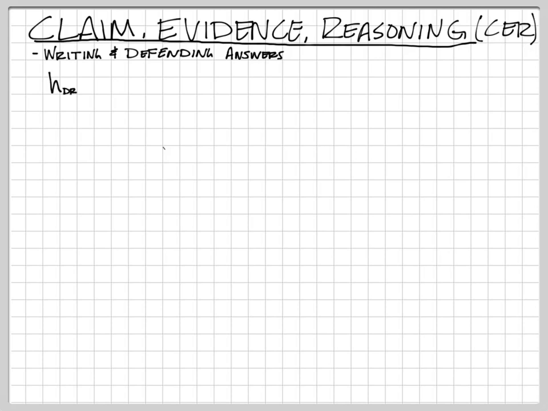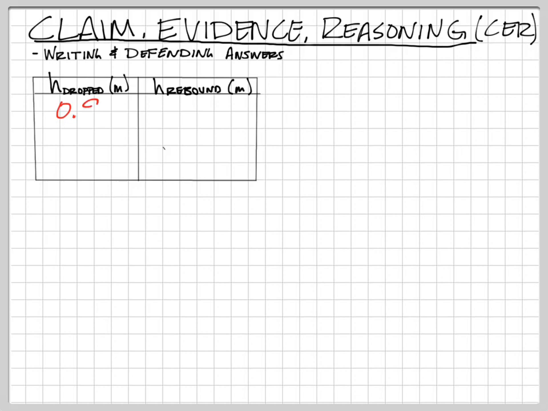and you'll have to do some calculations and things, and then make your claim, state your evidence, and give your reasoning. So, what we're going to do is look at our dropped height versus rebound height example, and we'll do a really quick claim, evidence, reasoning on that. So I'm going to put all the data down that we had in the video example on the first video, as well as the graph.